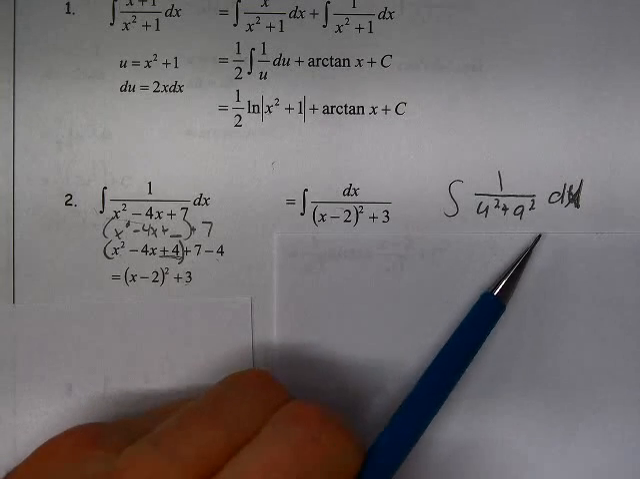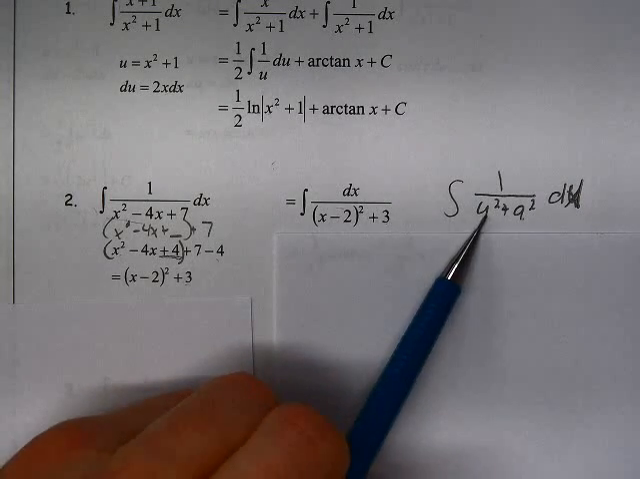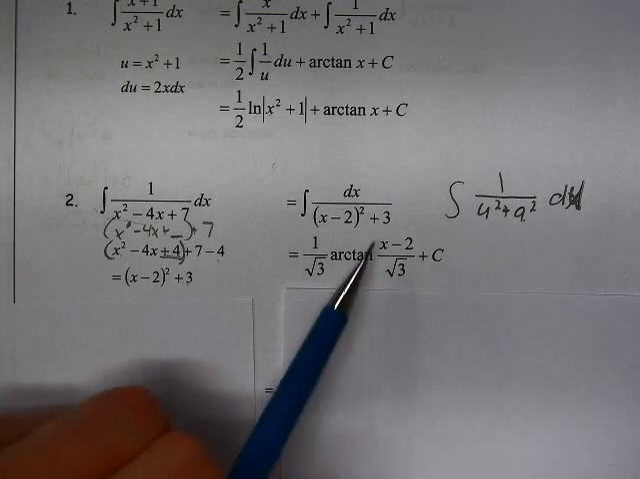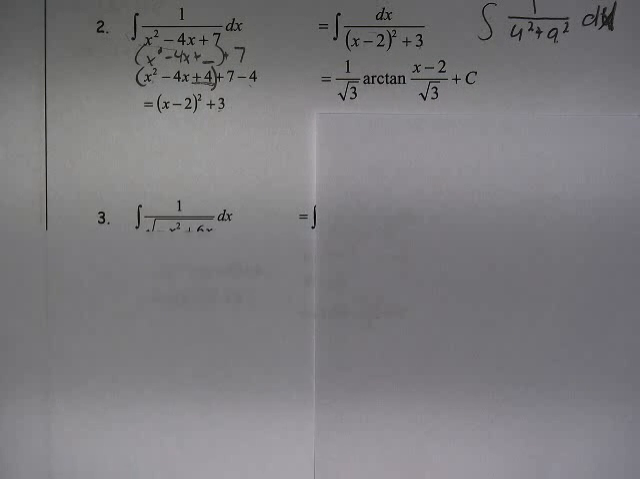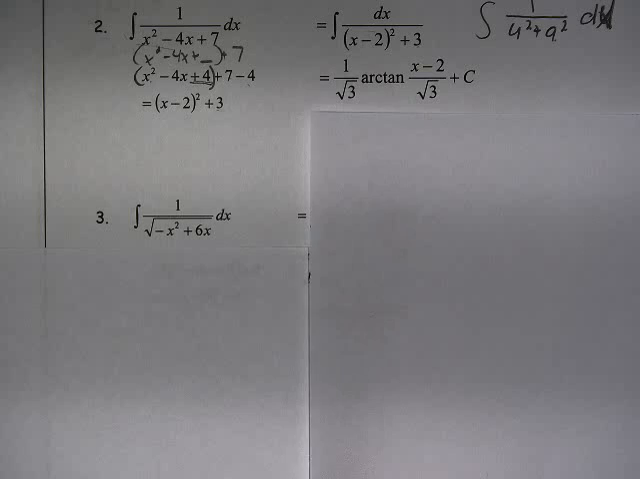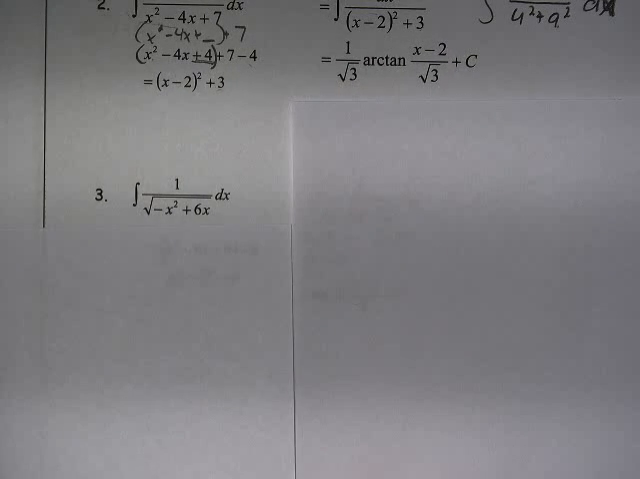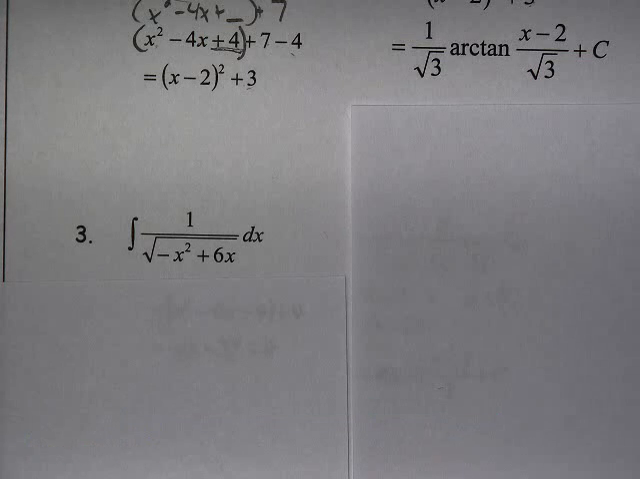So you can see that the 3 is our a squared, and the x minus 2 squared is the u squared. So x minus 2 is the u, and square root of 3 is a, so we can use the formula for arctangent. At the next one here, I have 1 over the square root of negative x squared plus 6x as my integrand.